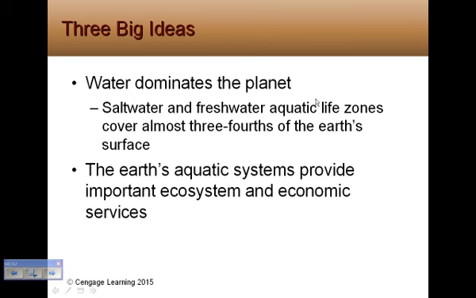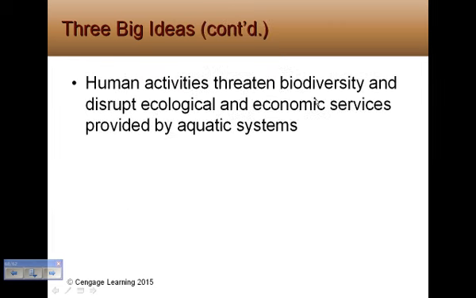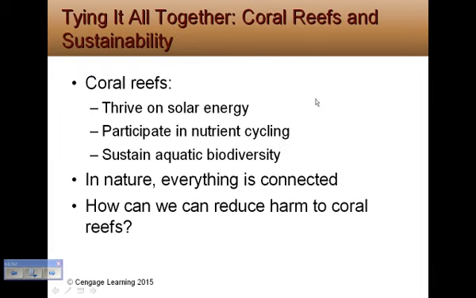So all of this is important because water, whether it's saltwater or freshwater, accounts for 3/4 of our Earth. And because of the tremendous amount of ecological and environmental services they provide, these are things that we need to monitor, manage, and be concerned about. We are threatening all of our aquatic systems.